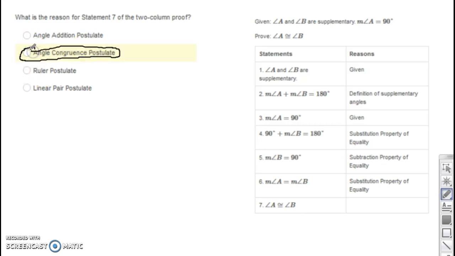And even if you weren't 100% confident about that, process of elimination should get you the right answer. Clearly we're not adding two angles together, so it can't be the angle addition postulate. We're not measuring things. It's not a linear pair. We don't have two angles that are forming a straight line. So the answer is angle congruence postulate.